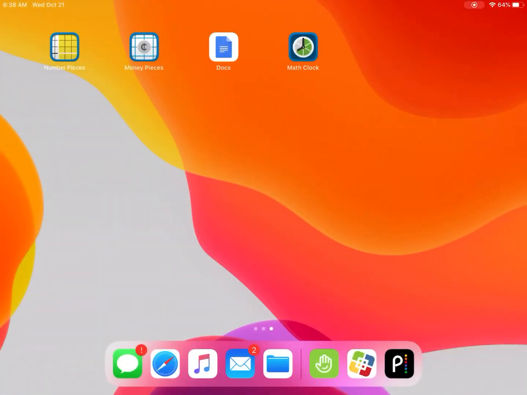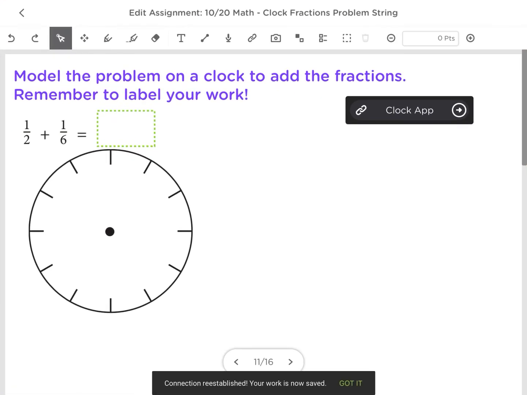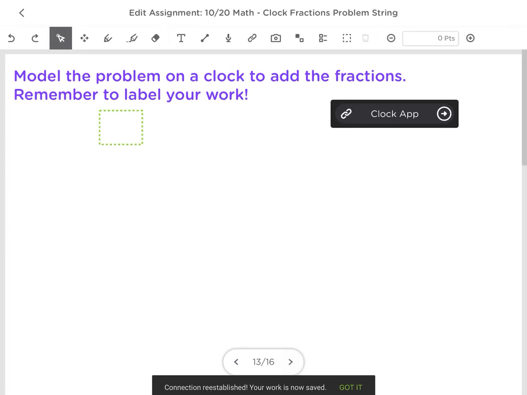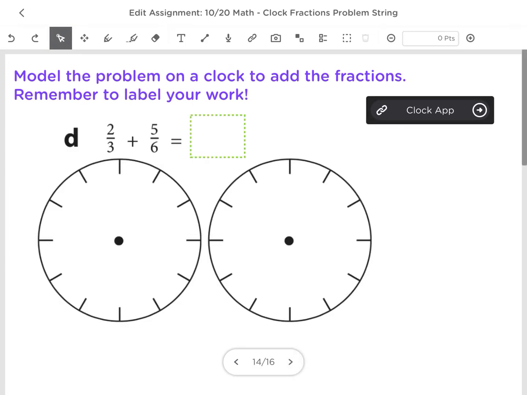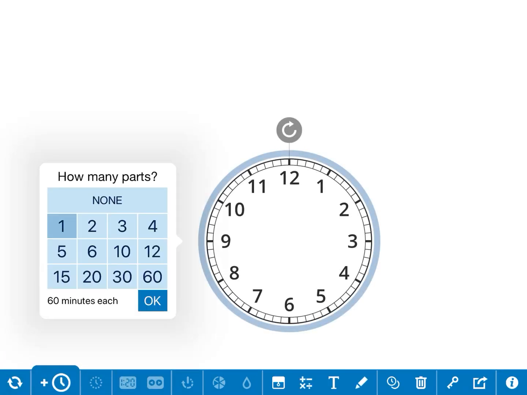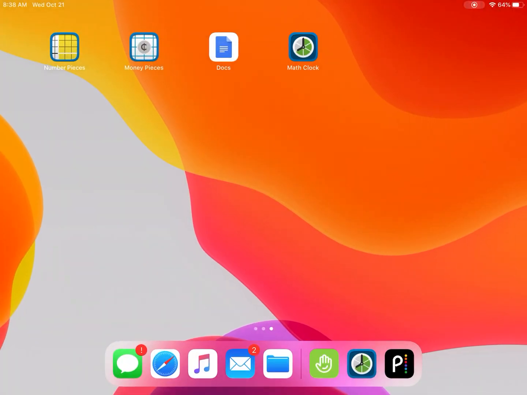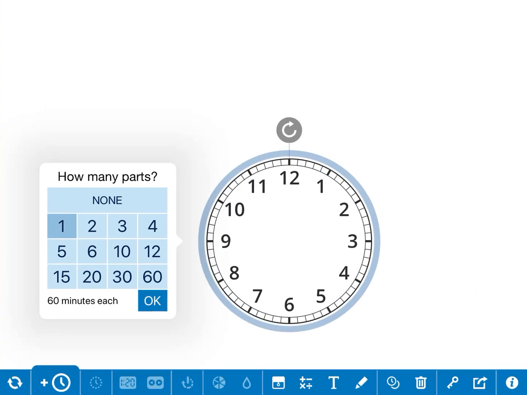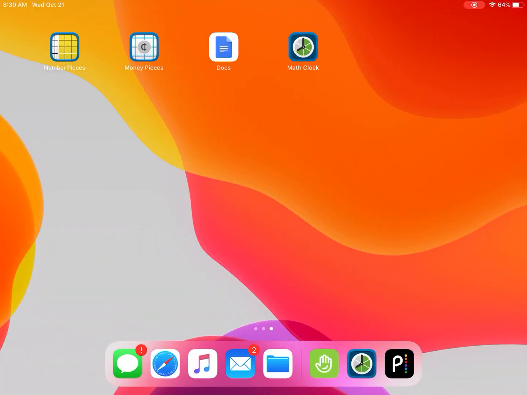All right, let's do an example of adding fractions using the Math Clock app. Let's go to page 14, which you're probably on right now. You're going to click the Clock app link. You can use the link that I gave you, which will help you add clocks with fractions, or you can just go right to this icon here on your screen that's called Math Clock. If you don't have it, head on to self-service and grab that from there.